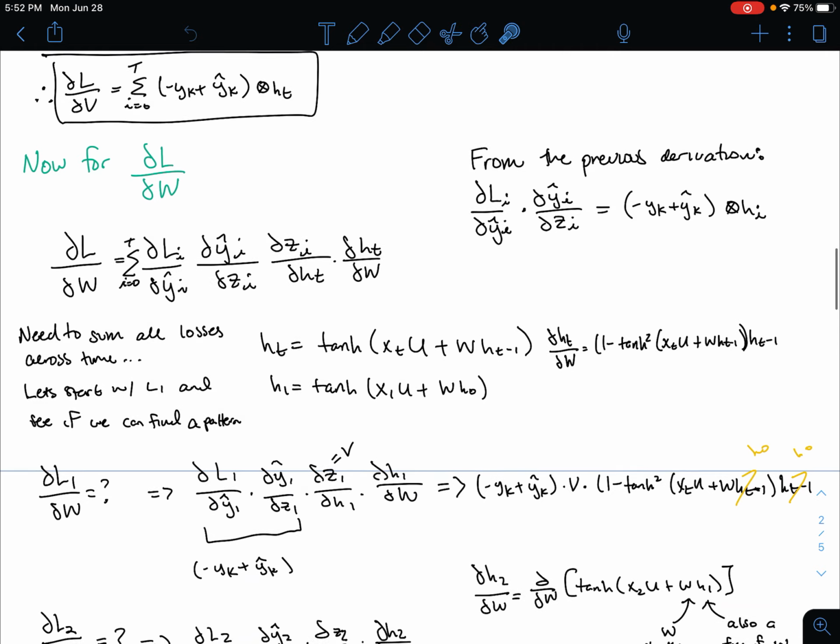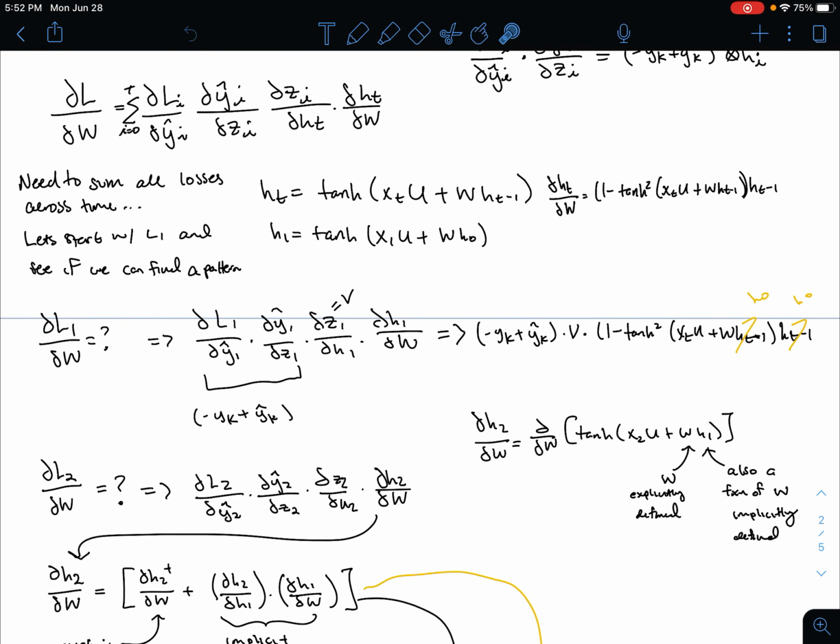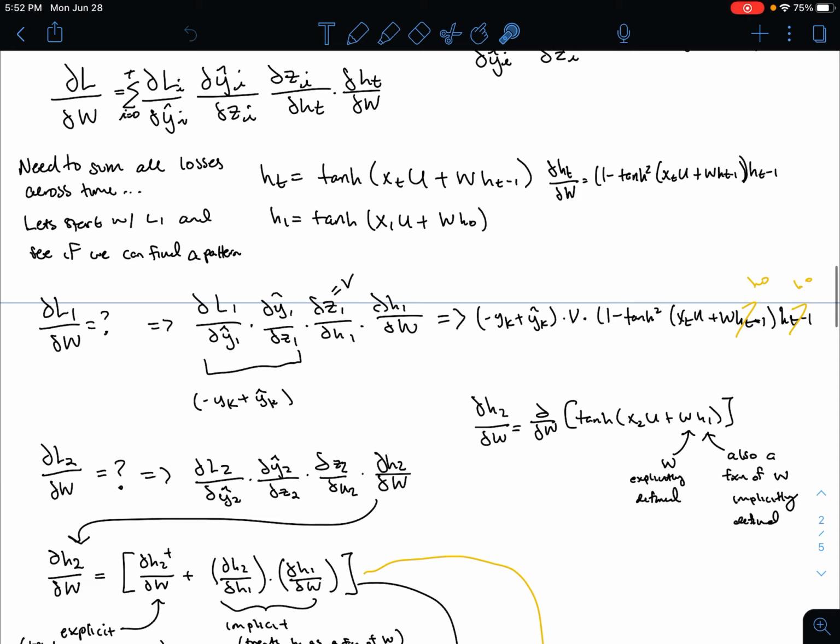So, looking back at that, let's start with ∂L/∂W, ∂L1/∂W. And we can break that out right here. And we'll notice that ∂L1/∂z1 is just V. Then we have this expression right here. Now ∂h1/∂W is going to equal this long expression here. This expression is just the derivative of the hidden state function, the tanh function, really. This is the hidden state function, and we're just taking the derivative of this. This is that derivative. And so we can get this term right here.